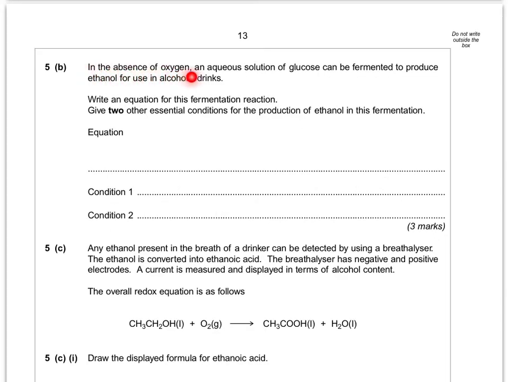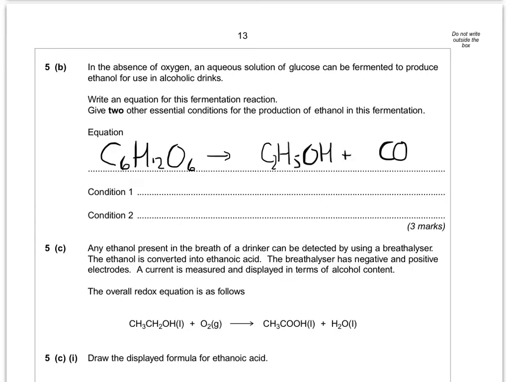In the absence of oxygen, an aqueous solution of glucose can be fermented to produce ethanol for use in alcoholic drinks. Write an equation for this fermentation reaction and give 2 other essential conditions for the production of ethanol in this fermentation. So you got given the glucose formula earlier, so C6H12O6, and that forms ethanol, C2H5OH, and carbon dioxide. And to balance this, you need 2 carbon dioxides and 2 ethanols.